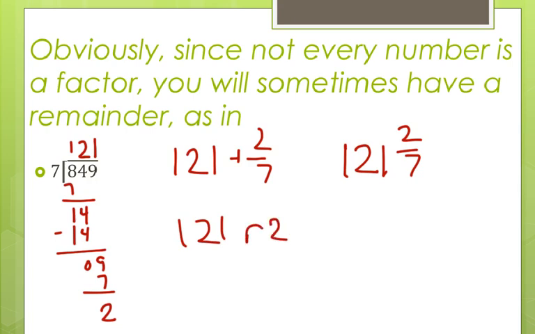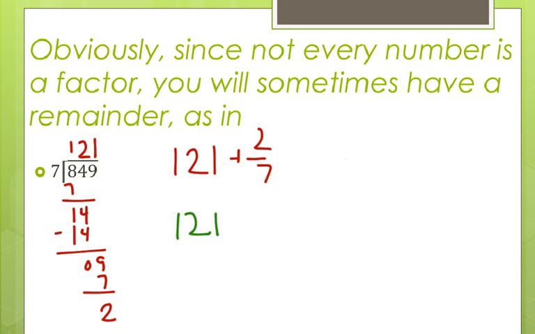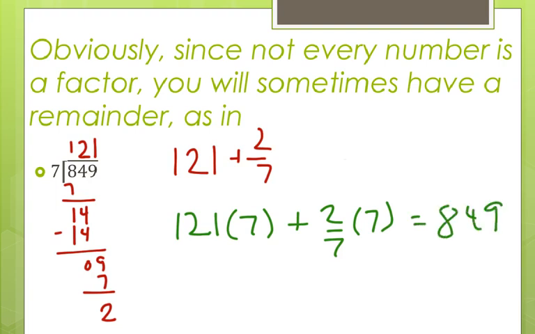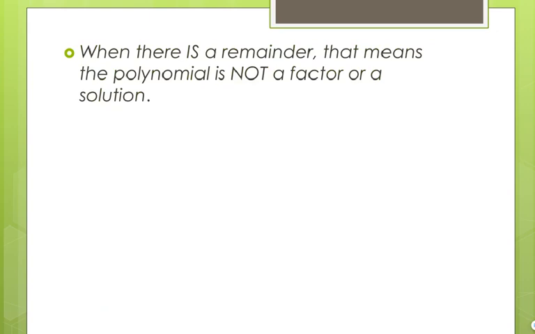And so one thing let me clarify is that this first way I wrote it, what that means is that 121 times 7 plus 2/7 times 7 is going to equal 849. And so you can do the math and see that that does in fact work out. And so that's what we could write as one of our options for ways to write an answer for that. So when there is a remainder and you're working with polynomials, that means that the polynomial you're dividing it by is not a factor, and it won't give a solution.